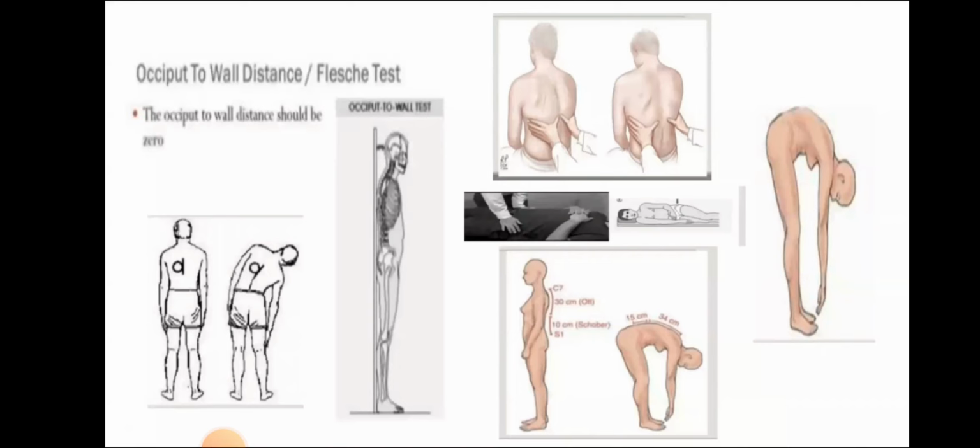And the test is called the flesh test, that is, the cervical spine involvement is tested by asking the patient, as you see in the image, to touch the wall with the back of the head without raising his or her chin. So if the chest expansion is less than 5 centimeters, involvement of the thoracic spine is suspected. Similarly, Schober's test is meant to test the range of movements.